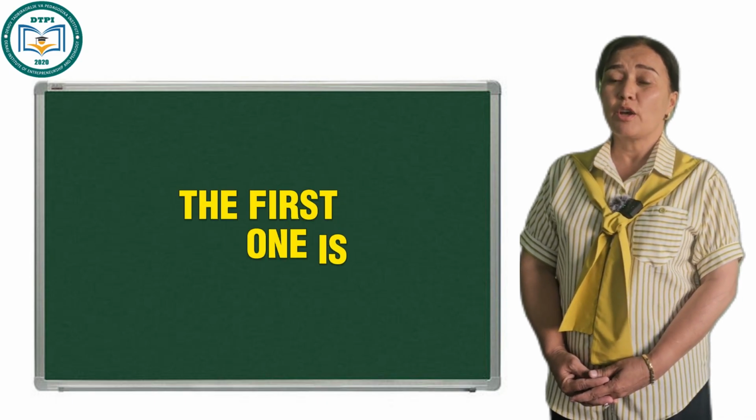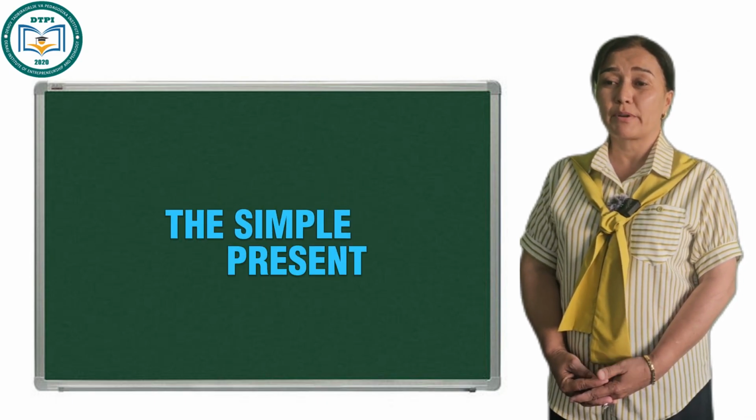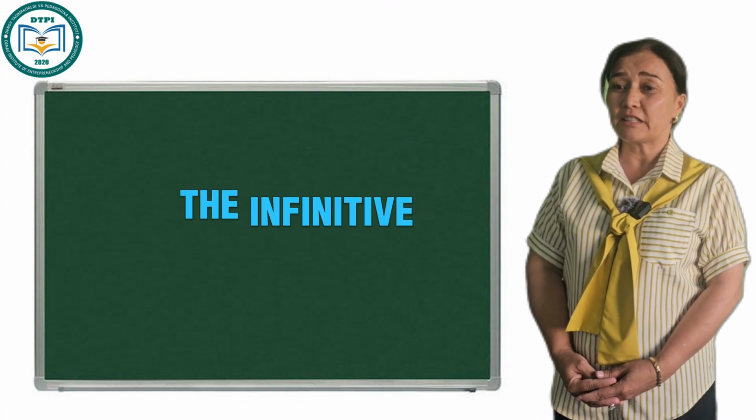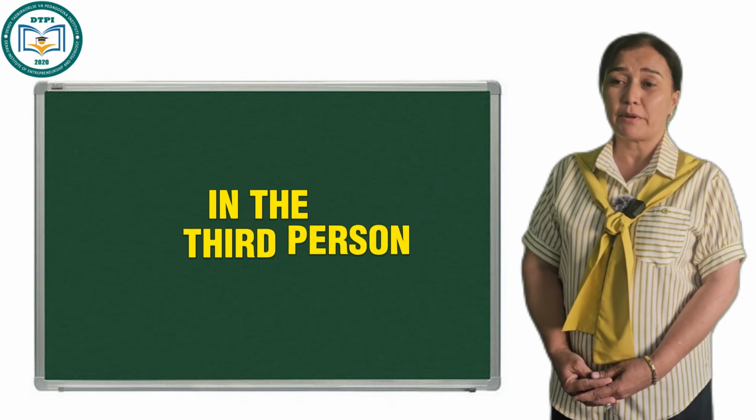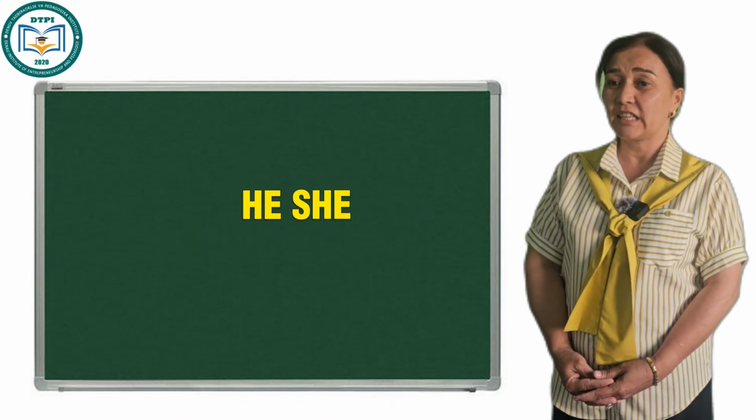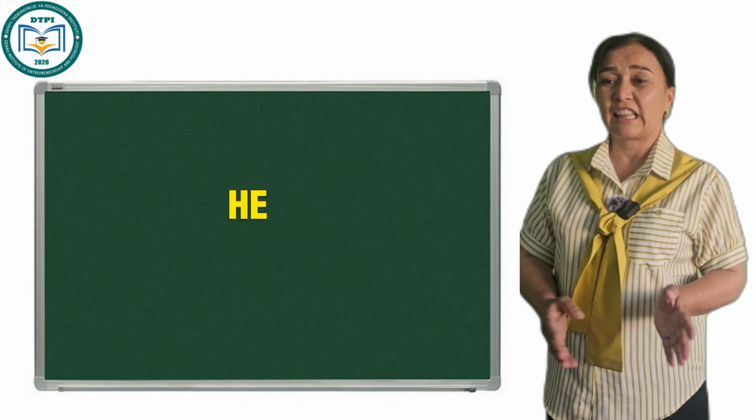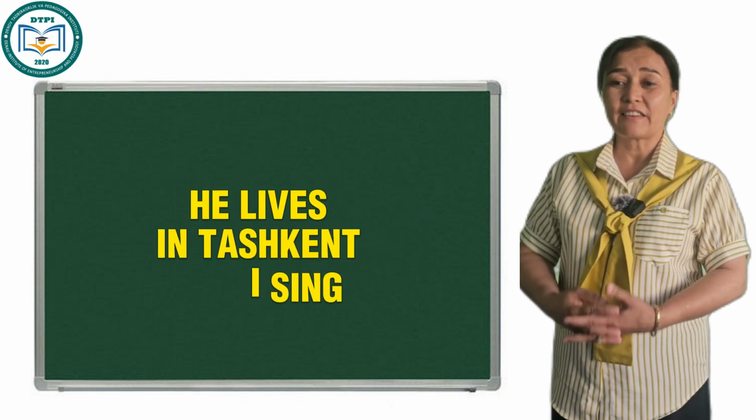The first one is, to form the simple present, we add s to the infinitive of the verb in the third person singular: he, she, it. For example, I live in Tashkent. He lives in Tashkent. I sing a song. He sings a song.